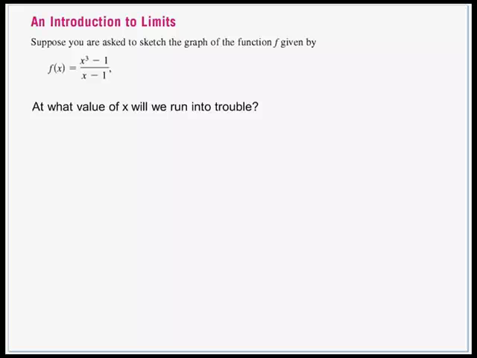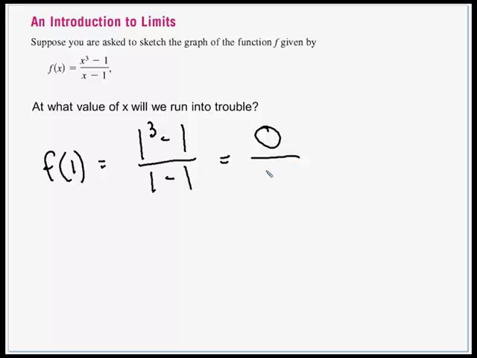So here's an introduction to limits. Suppose you're asked to sketch the graph of the function f given by x to the third minus 1 over x minus 1. At what value of x will we run into trouble? Remember, we never want to divide by 0. So if I try to plug a 1 in there, f of 1, I get 1 to the third minus 1 divided by 1 minus 1. And if I do the numbers there, 1 to the third is 1, minus 1 is 0, divided by 1 minus 1 is 0. We cannot ever divide by 0, so how in the heck would I ever graph that?